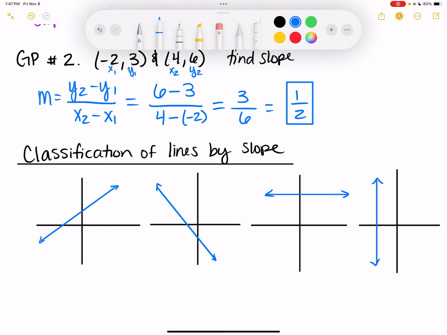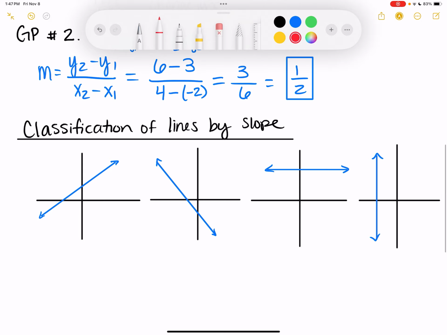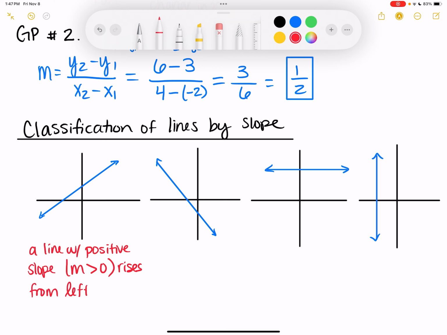All right, so I've got 4 different kinds of lines. This first one here is a line with positive slope, which means that m is greater than 0. Okay, so it basically just means m is positive. It rises from left to right.